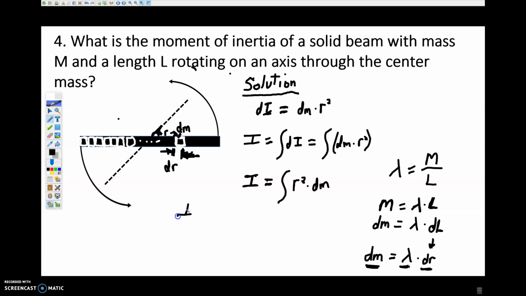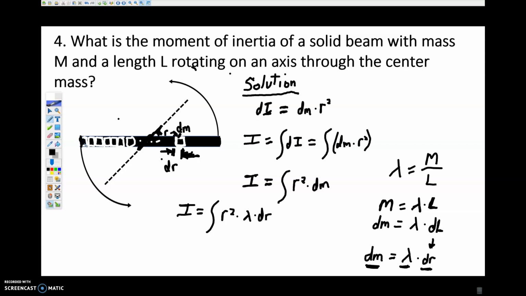So that's what I'm going to use to transform the integral. So now it becomes I equals the integral of r squared dm. But instead of dm, I'm going to write lambda dr. Now, my boundary conditions: I'm starting from this side of the beam, going all the way over to that side of the beam. And when you're in the center, r equals 0. When you're way down here, r would equal half of the length.